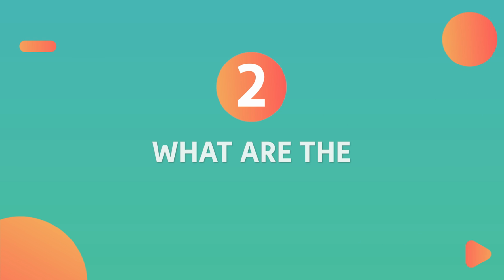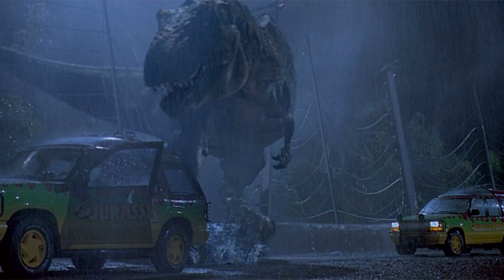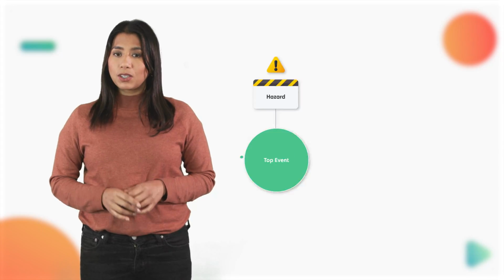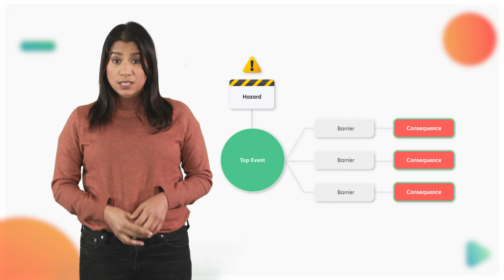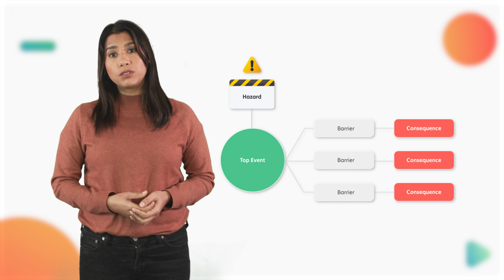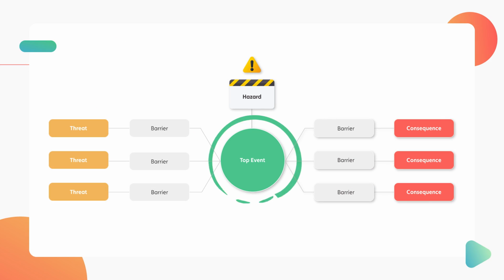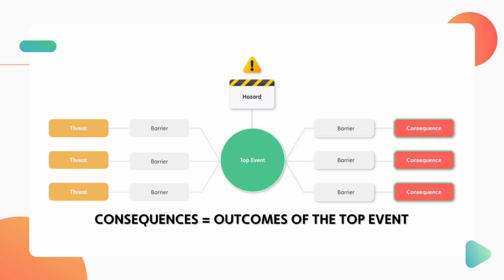Step 2. What are the consequences? In step 2, we start to add the consequences. Now that we've established our top event as angry T-Rex escapes from cage, it's time to think about the consequences. These are the potential harms or damages that could result from this top event. Remember, a top event can have many consequences. While we often focus on the major ones, don't forget to consider all possible outcomes.